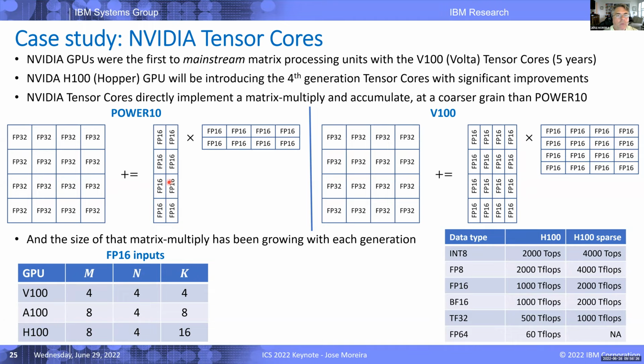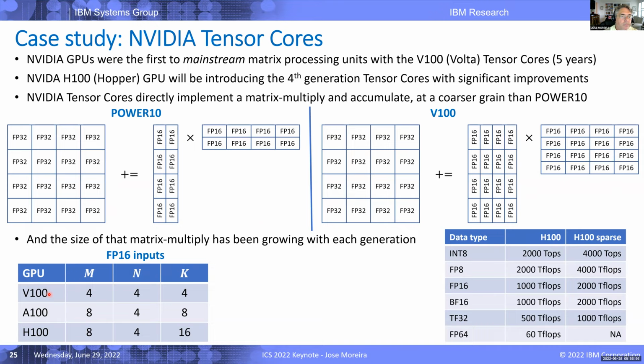The fundamental operation of the V100 matrix unit was a 4x4, so not a big difference. They did a 4x4 matrix of FP16 times a 4x4 matrix of FP16, which updates a 4x4 of FP32. So very much the same approach: keep it small, so we can use it for a lot of things. They actually use it for sparse as well. And they have been growing with each generation.